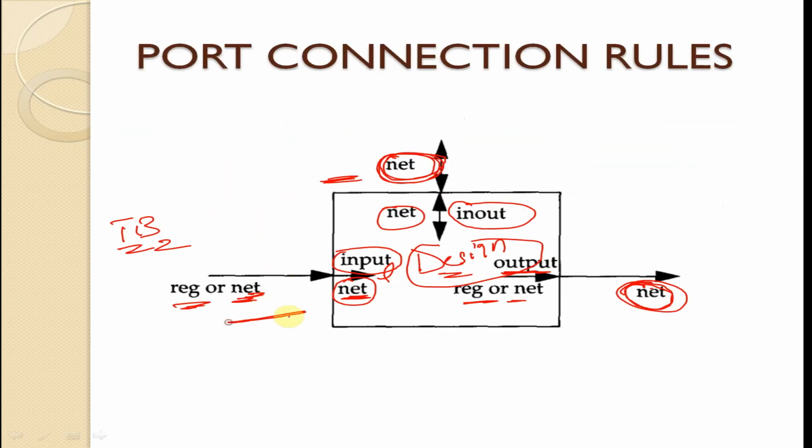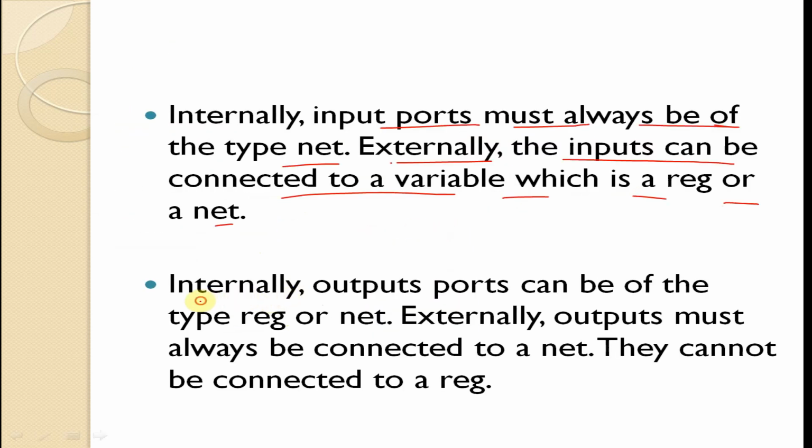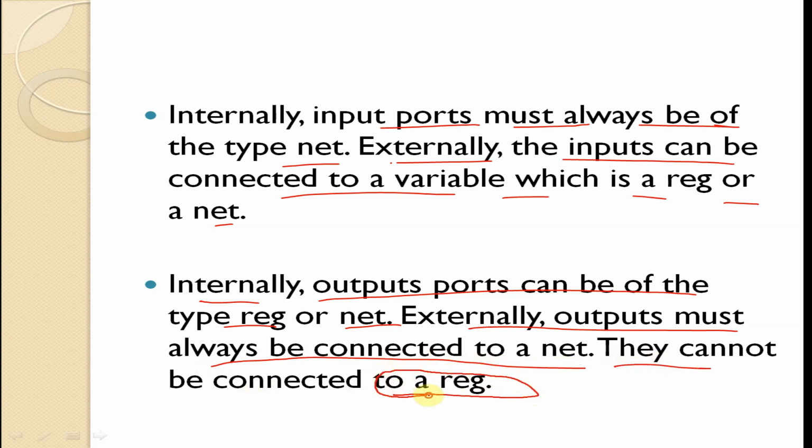This is about input ports. And coming to output ports, internally output ports can be of the type reg or net. Externally, outputs must always be connected to a net. They cannot be connected to a reg. So this is the point to be remembered. Internally outputs can be of type reg or net, but externally outputs must always be connected to a net. They cannot be connected to a reg.